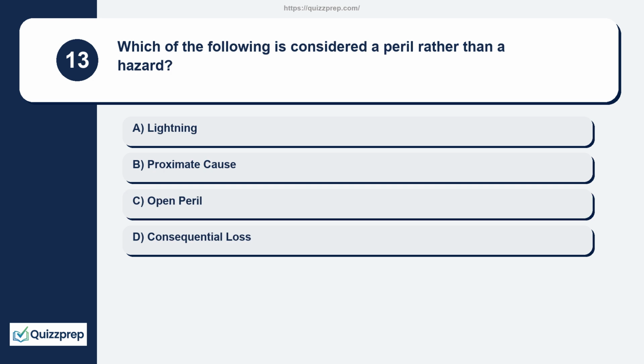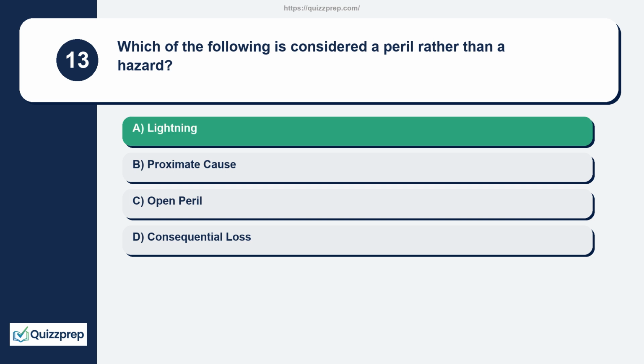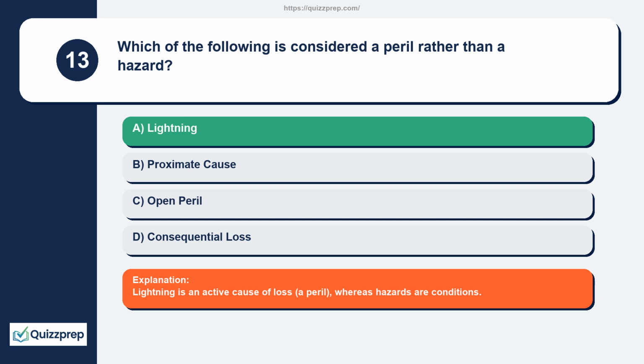Question 13. Which of the following is considered a peril rather than a hazard? Lightning, proximate cause, open peril, consequential loss. Lightning is an active cause of loss, a peril, whereas hazards are conditions.